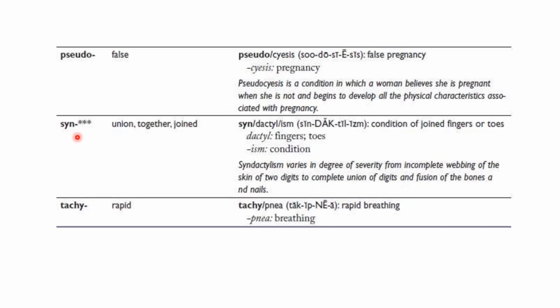Then syn. Syn means together or joined. So the word analysis for the prefix syn is syndactylism. Dactyly means related to the fingers, and ism means condition. So syndactylism is the condition of joined fingers. Then tachy. Tachy means rapid. So the word analysis for the prefix tachy is tachypnea, and pnea means related to breathing. So tachypnea means rapid breathing.